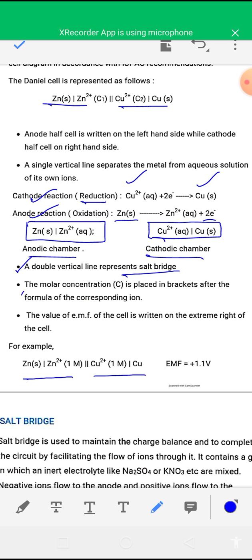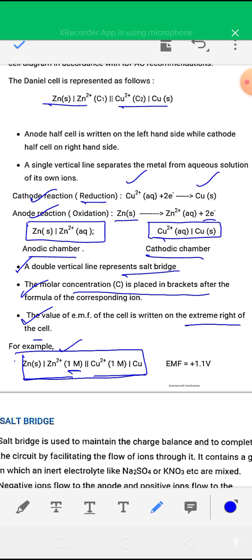The molar concentration of the constituent ion present in the solution you have to write within brackets. You write the concentration of the metal ion within brackets. For example, for 1 molar Zn2+, you write Zn2+ within brackets, 1 molar. The value of the EMF of the cell is written on the extreme right of the cell. This is the entire Daniell cell, and the EMF of this Daniell cell is 1.1 volt.